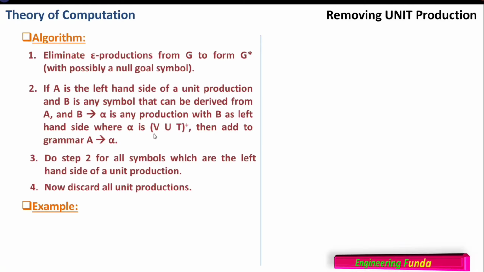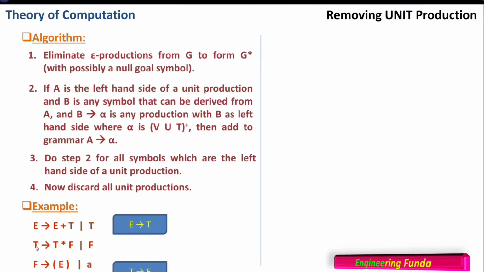Now, this algorithm will get more clear when we explore this with an example. So here is the example given. There are these productions for the grammar, which is a context-free grammar. Here we can see that there are 6 productions in all, out of which we have 2 unit productions. One is E tends to T and second is T tends to F. So here our focus will be to remove these 2 unit productions.